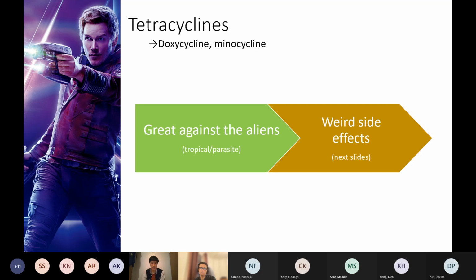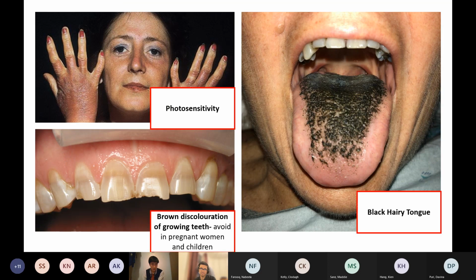Okay, tetracyclines. Again, think of this one as being the alien one. It's really useful for alien infections, so parasites, things like Lyme disease, other tropical illnesses, that kind of thing. You tend to start on doxycycline. The other thing is it has a list of really weird side effects, and we'll go into that in the next slide. I don't know why it's showing all the animations straight away.